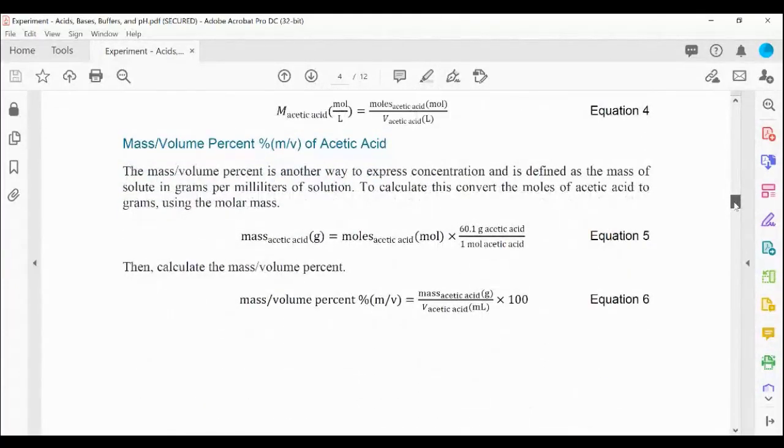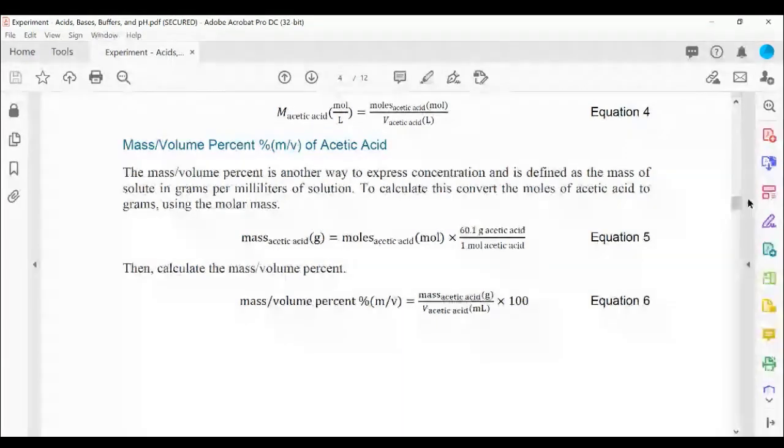And the last part of the report for you is to calculate the mass volume percent. We will do it together. What is the mass volume percent? It is the mass in grams of acetic acid in 100 milliliters of solution. So how do we calculate the grams? We have the number of moles of acetic acid, so we multiply by the molar mass and we calculate the grams of acetic acid. And all we have to do is divide by the volume of acetic acid.